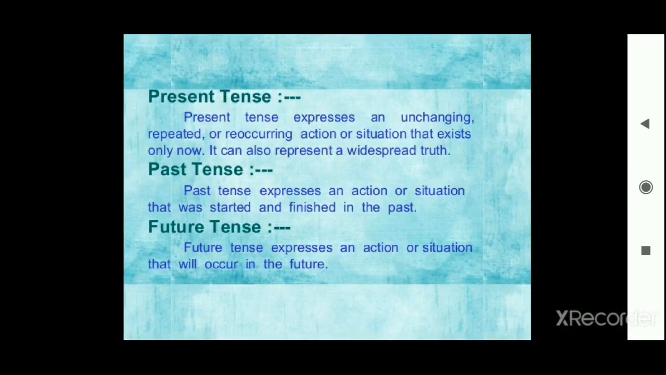Now let us see the present tense. Present tense expresses an unchanging, repeated or reoccurring action or situation that exists only now. It can also represent a widespread truth. Second, past tense. Past tense expresses an action or situation that was started and finished in the past. Future tense. Future tense expresses an action or situation that will occur in the future.